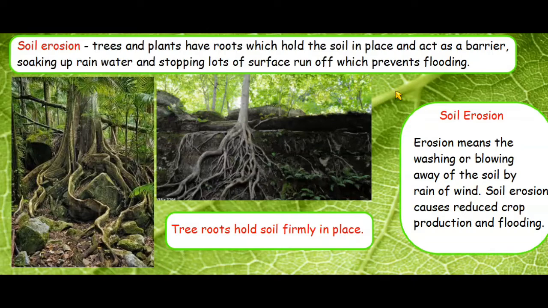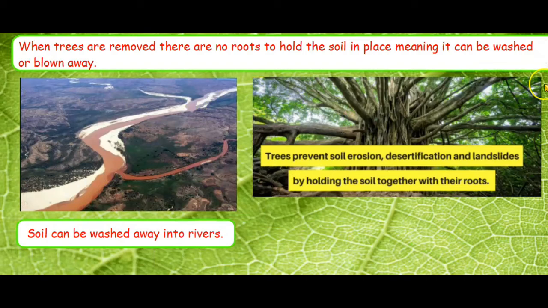When trees are removed, there are no roots to do this job. This means that soil can be washed away into rivers, and when a large amount of rain falls, there's nothing to stop it from pouring off the earth rapidly, which causes flash flooding and can even lead to landslides, which are really dangerous.